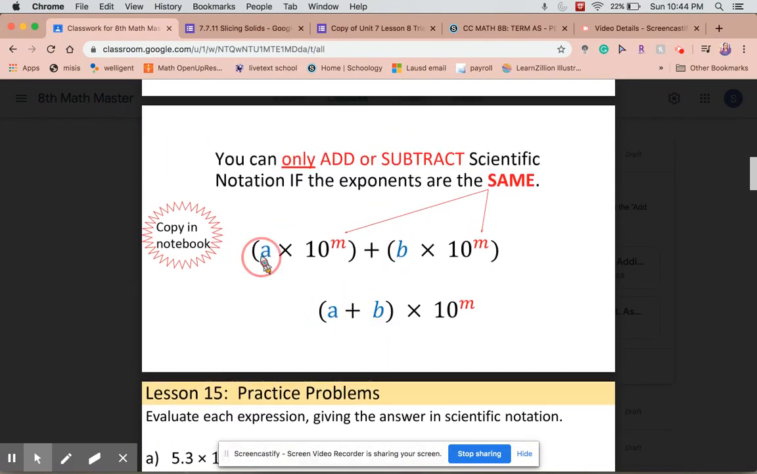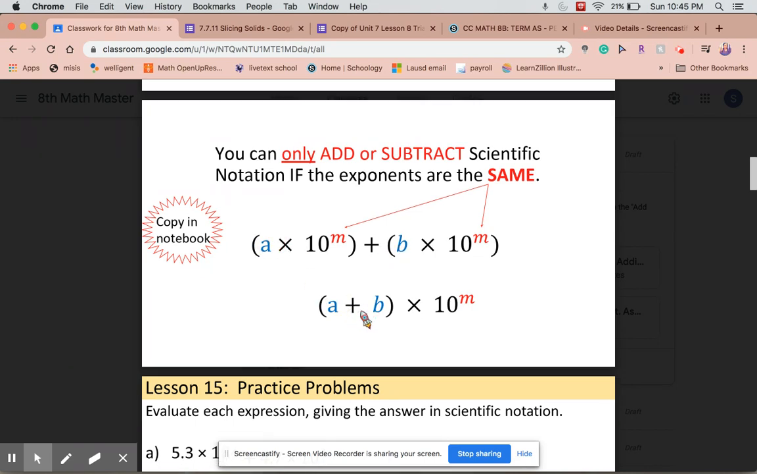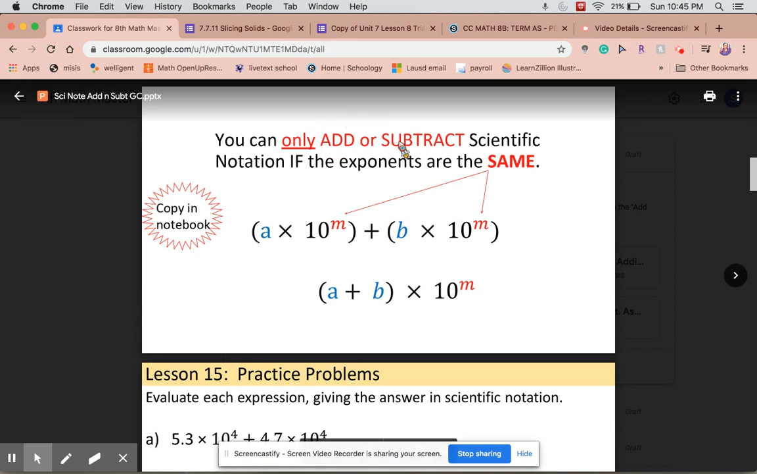So you're adding the numbers, the whole numbers, or subtracting whatever this middle operation is, and then you're multiplying the base to the power. And you see how there's no math that you're doing here? You're just keeping it exactly the same. You're not changing your base or your exponent. As long as they are the same, that's why there's two m's. The only difference you're doing is adding the numbers, a plus b. Okay? This goes for adding and subtracting.